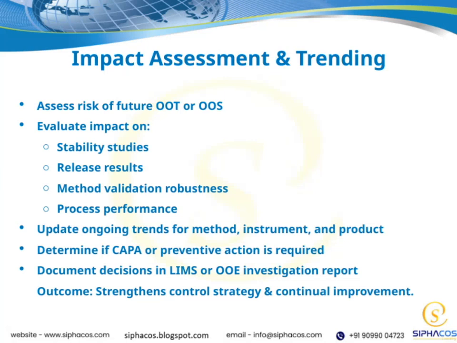Now, let's talk about assessing the risk of future out-of-trend or out-of-specification events. It's essential to evaluate how these risks could impact several key areas, including stability studies, release results, and the robustness of method validation. We also need to consider process performance to see if any trends suggest potential issues down the line. Updating ongoing trends related to methods, instruments, and products helps us stay ahead and make informed decisions.